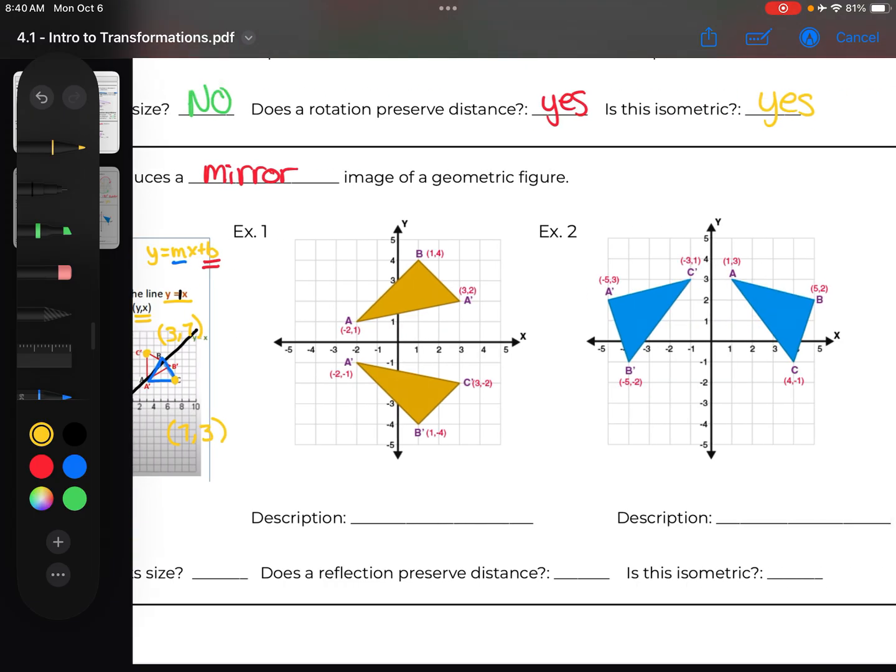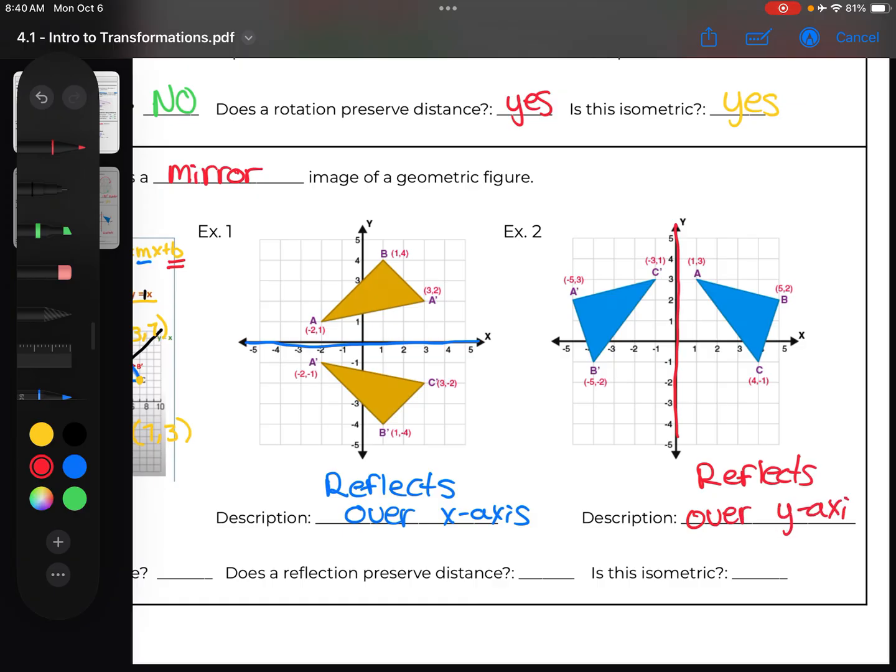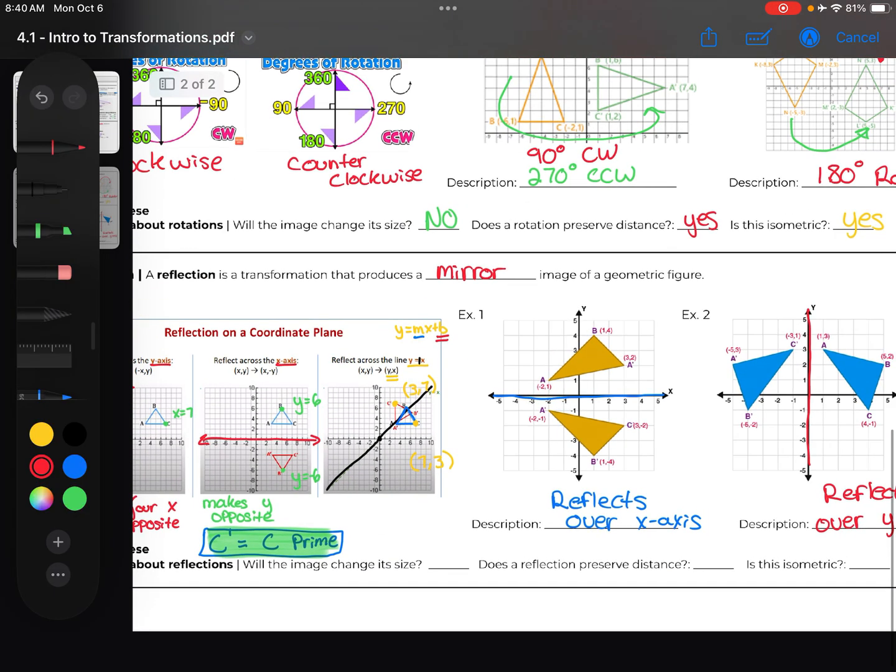So come over here. Let's describe these. See if you can pause the video and figure this out based off the notes. Example 1, the description for example 1, it reflects over the x-axis. Okay, you can clearly see that it's a reflection over the x-axis, okay? In example 2, the answer reflects over the y-axis, okay?